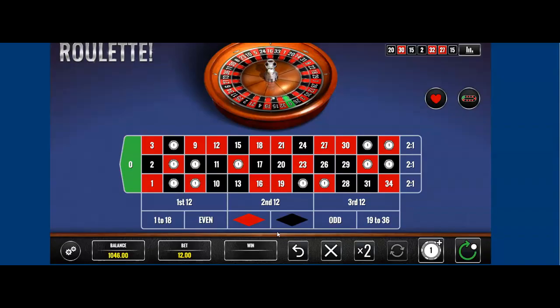There you go. What am I trying to get to? I'm trying to get to 1,056, but I will take 54 because that's only 8 units profit. Okay, so here we go.